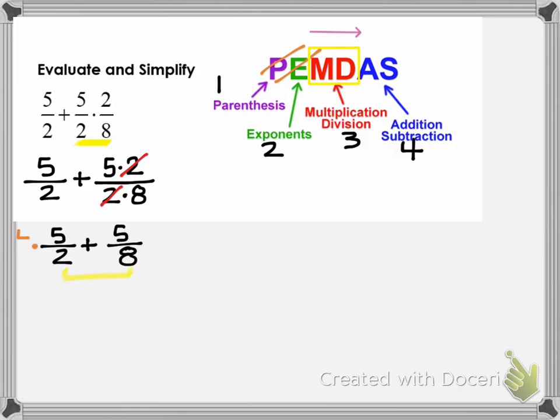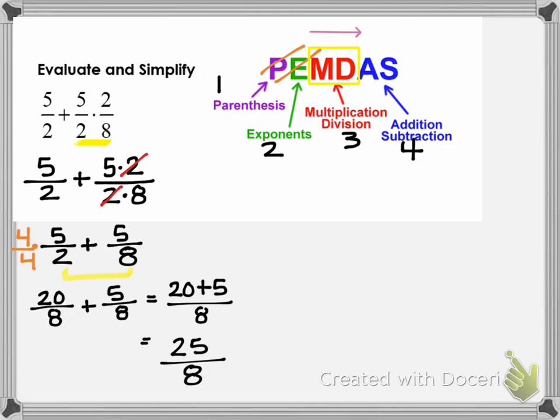Well, in order to add these fractions together, I need a common denominator. So I first have to multiply the fraction 5 halves by 4 over 4. So now I have 20 over 8 plus 5 over 8. Now, I'm going to write it again as one combined fraction where the numerator is 20 plus 5, and now that numerator is over the common denominator of 8. So I'm back into one fraction now. In my numerator, I have 20 plus 5, which is 25, and then I have 25 over 8.